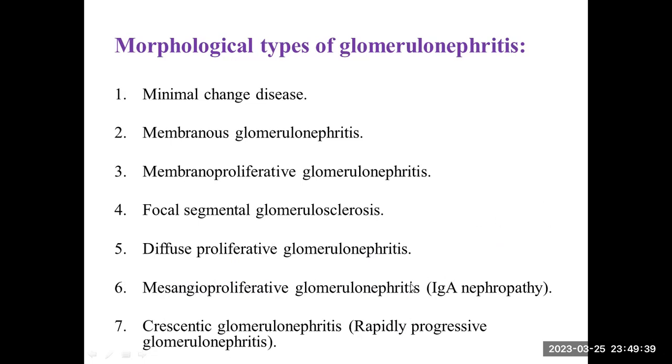And when you do electron microscopy in this disease, you will find electron-dense immunological deposits which are located in the mesangium. And on immunofluorescence, these immunological deposits will be found to be formed of IgA immunoglobulins. So when you have all this information together, you will put the diagnosis of IgA nephropathy, and it's an important type of glomerulonephritis.